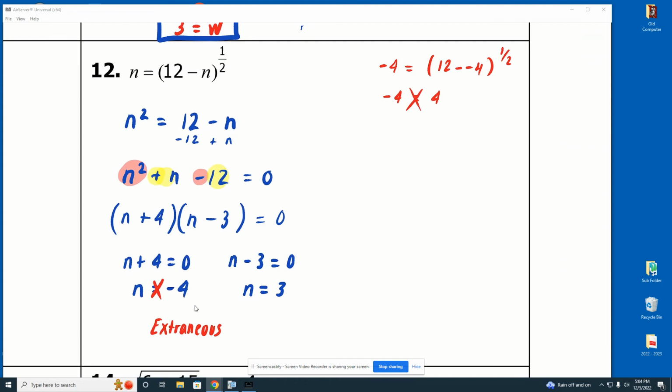Okay, the next one. Again, remember, n is 3. So the left side, we plug the 3 in. Then on the right side, we do 12 minus 3 raised to the 1/2. So if you go type that in your calculator, if you do it in your head, 12 minus 3 is 9. 9 to the 1/2, or the square root of 9 is, sure enough, 3. That one's right. So my solution here is n equals 3.